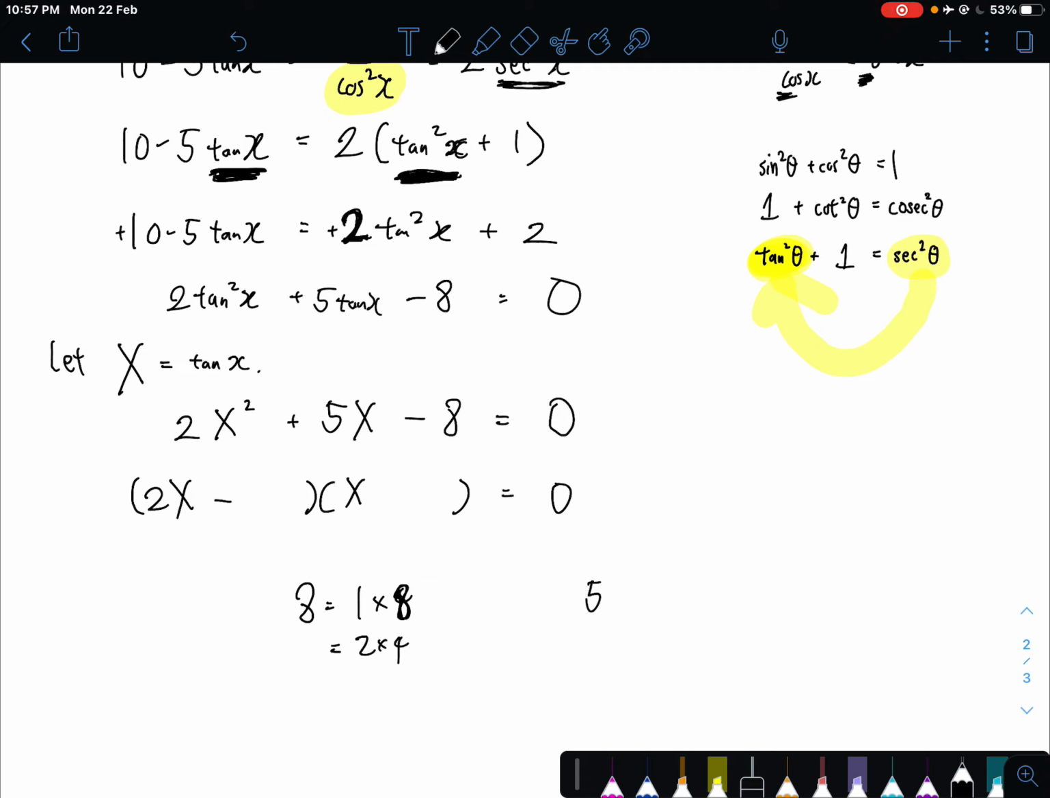Instead, I'm just going to check my discriminant. B squared minus 4 times A times C. What do I get? 25 plus 4 times 2 is 8. 8 times 8 is 64. 64 plus 25 is 89. That's not a perfect square, so that's why I cannot factorize it.